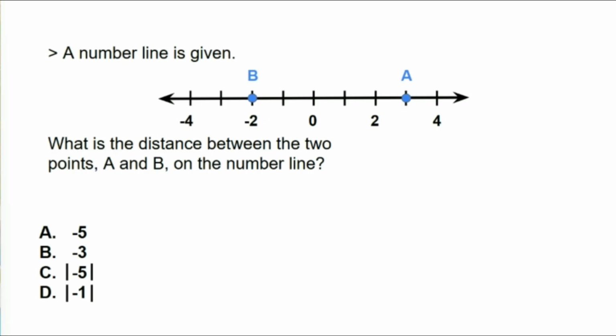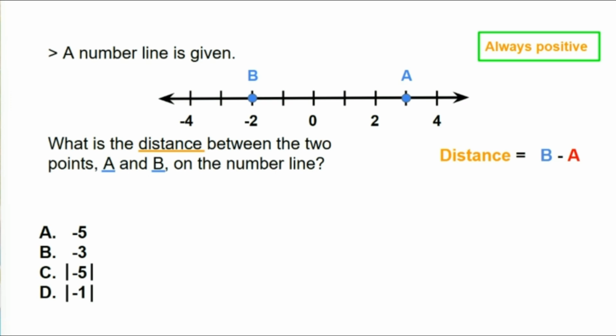In this question, we are asked to find the distance between the 2 points A and B. Now, one thing to note is that distance is always positive. The formula to find the distance between the 2 points on a number line is B minus A. But there's a problem here. Can you guess what it is?